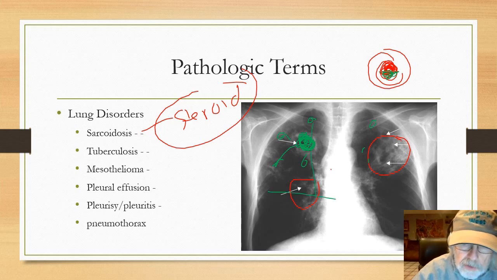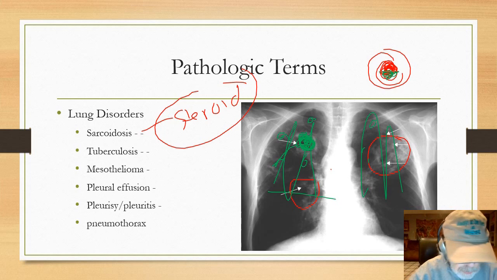The upper lungs or the upper lobes are the more common areas for tuberculosis to be seen. When people get a TB skin test, probably everybody has had a TB skin test, what they do is they put a little bit of protein material. It's called purified protein derivative, or PPD.